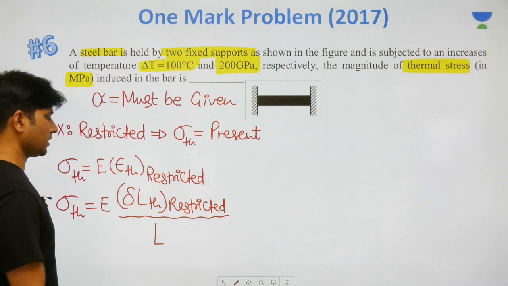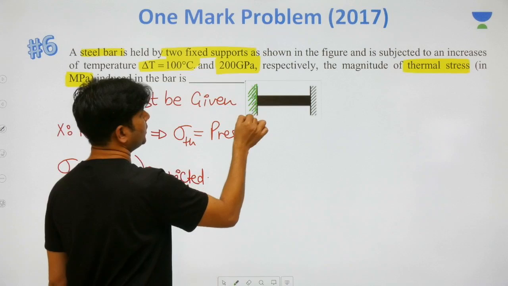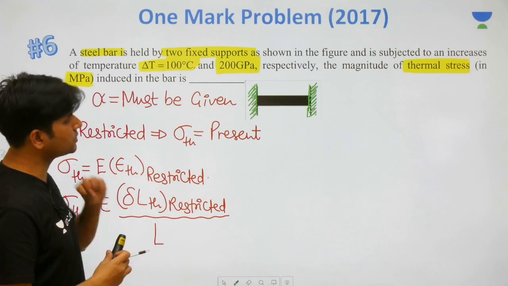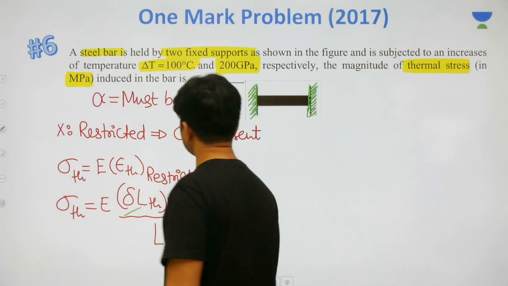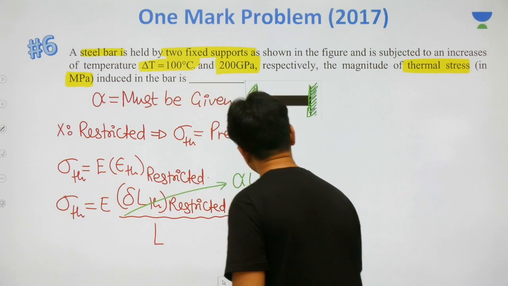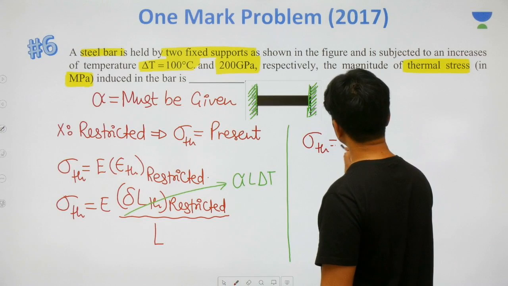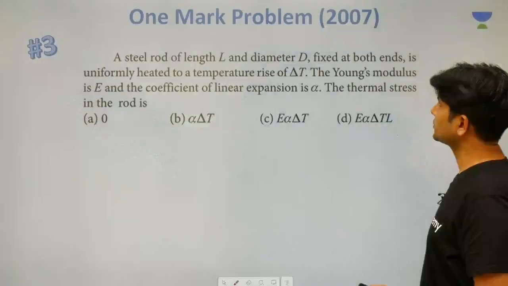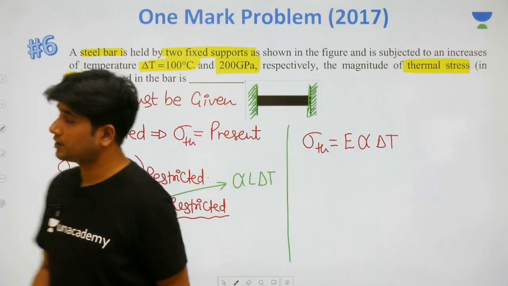Now, are you restricting it completely or partially? Naturally, you are restricting it completely. Why? Because you have a fixed support at left extreme and a fixed support at right extreme. So whatever expansion must have happened, you have killed the entire expansion. You are not allowing the rod even by 0.00000001 mm. So total free expansion that could have taken place has been killed here. Now, L is going to get cancelled from numerator and denominator. And if you cancel L, you finally get the thermal stress value as E alpha delta T, which is very similar to the 2007 problem that we solved. E alpha delta T is something that you are getting in this 2017 problem also.